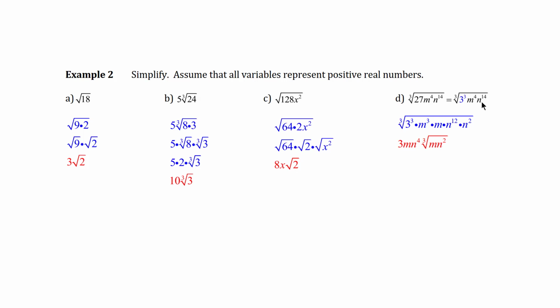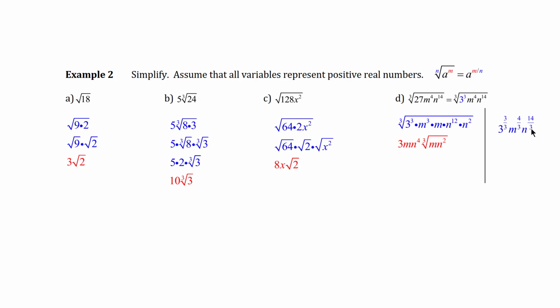Next, we're going to convert our radical into a rational exponent. If you forgot how to do this, we have the formula for the conversion up here. The nth root of a to the m is equal to a to the m over n power. So we get 3 to the 3 over 3 power times m to the 4 over 3 power times n to the 14 over 3 power.